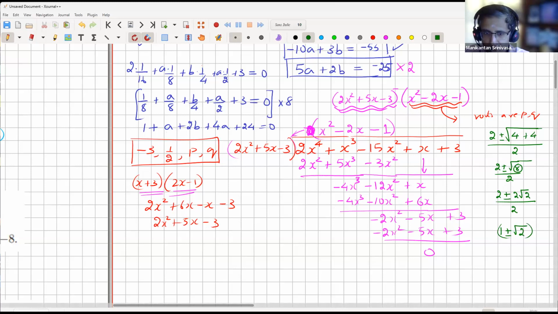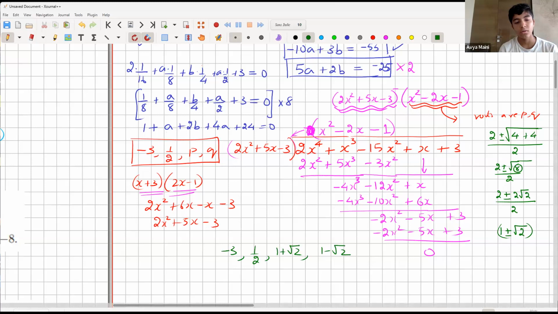So in other words, the 4 roots of the entire quartic are -3, 1/2, 1 plus root 2, and 1 minus root 2.